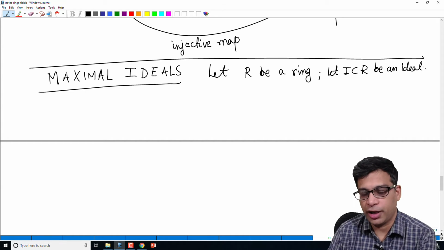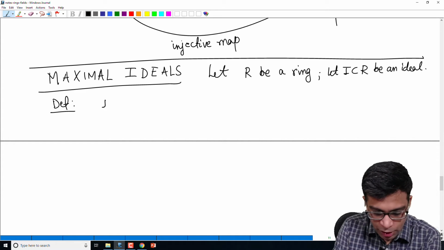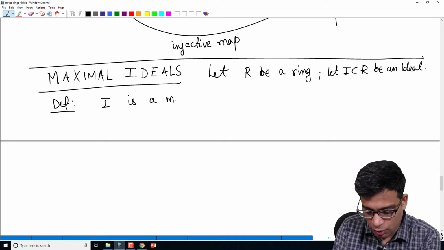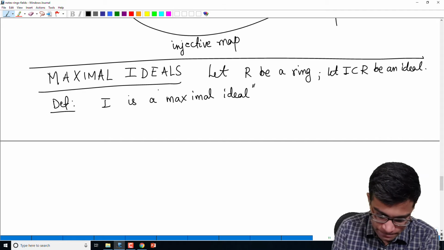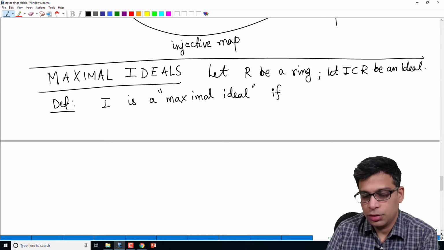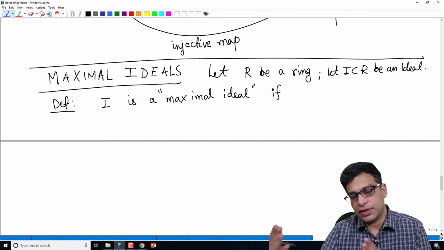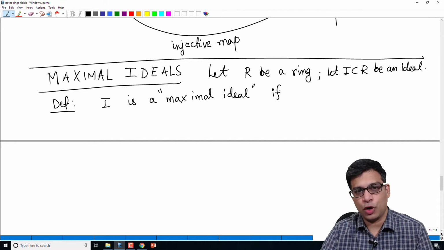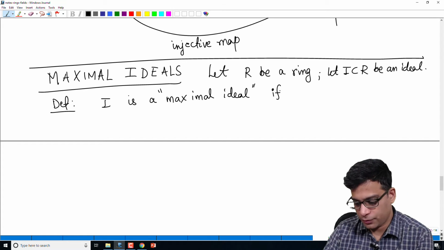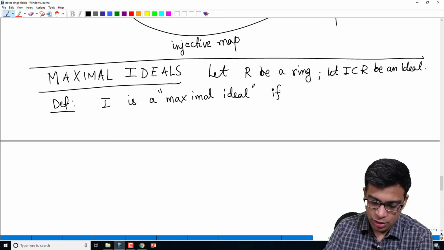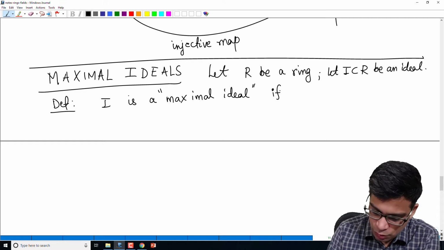So let R be a ring, let I be an ideal in that ring R. We say that I is a maximal ideal if there is no bigger ideal. But there is always one bigger ideal: if I is a proper ideal, you can always consider R as an ideal that's bigger than I, but that's a trivial case, so we don't want to consider that. So maximal except for the full ideal. So I is a maximal ideal.